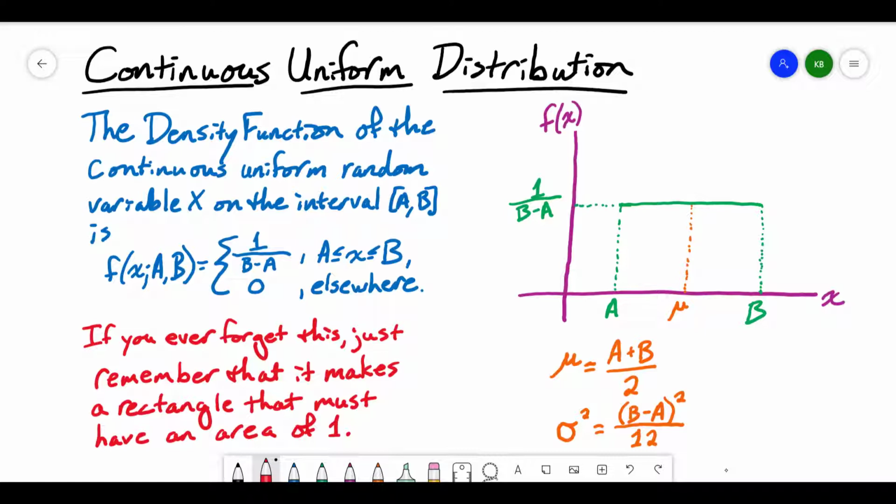The variance is a little bit more challenging, but not a ton. So to find the variance, we're going to take the difference between b and a, we're going to square it, and we're going to divide by 12.